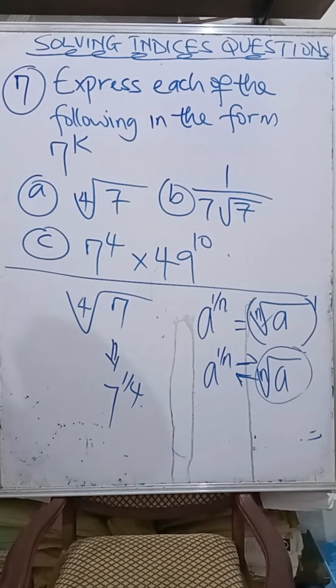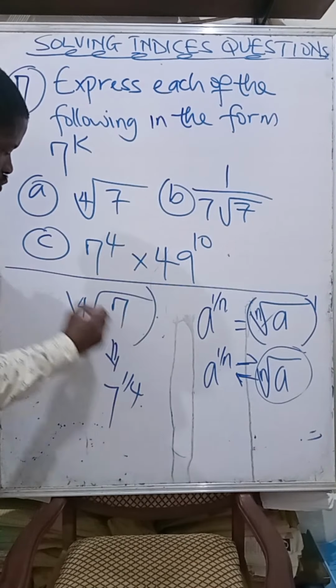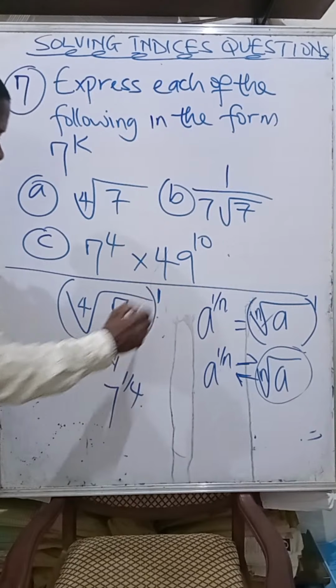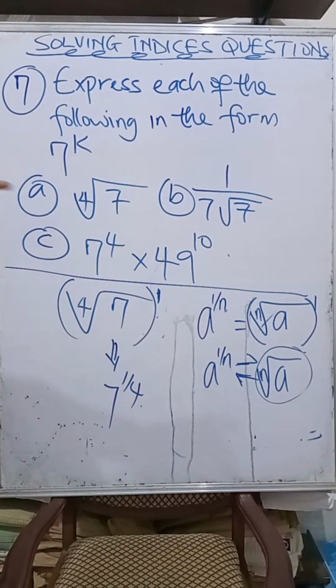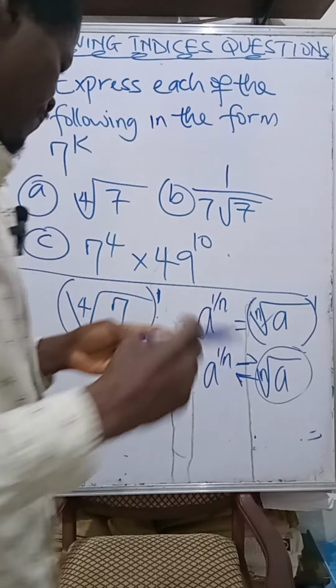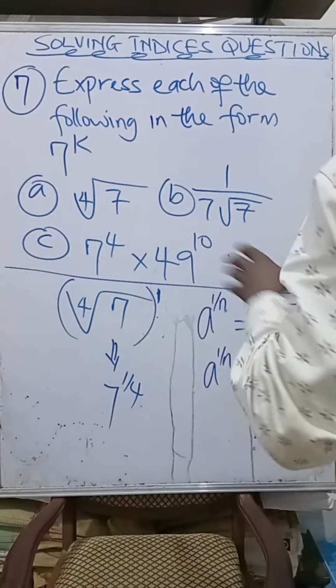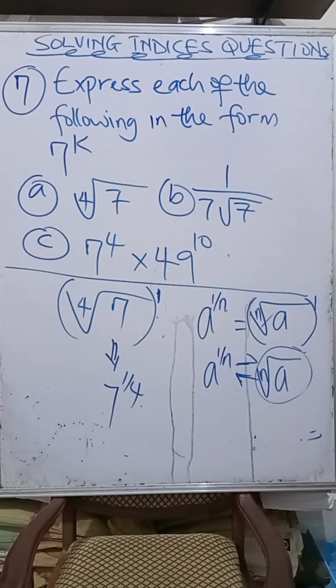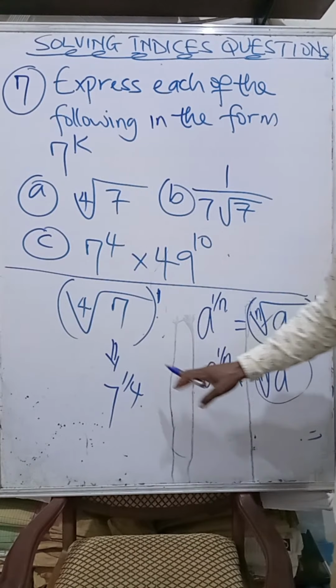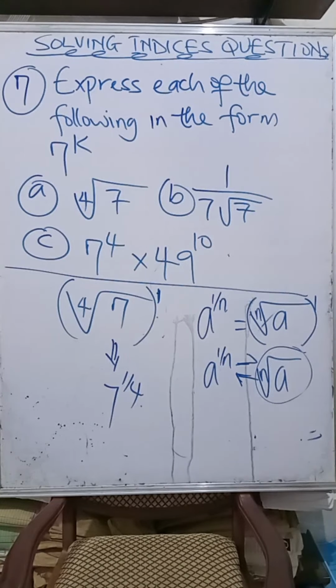Without wasting time, because we know there is a 1 here, anything to the power 1 is that number. And that finishes that question. K in this case is 1 over 4.